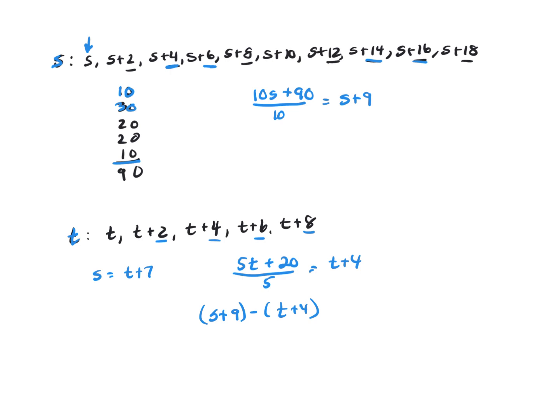Now we know another name for S is T plus 7. So that's T plus 7 plus a 9 minus a T minus a 4. The T's cancel. 7 plus 9 is 16. 16 minus 4 is 12.